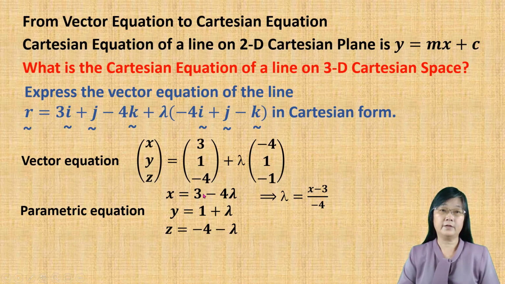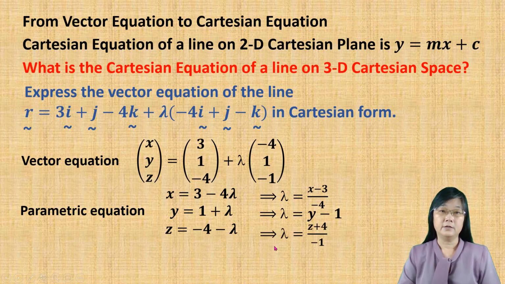Then only we shift the negative 4, becomes x minus 3 over negative 4. Here we just leave the denominator as negative 4 and make sure x is positive. Then for the second row, when we change lambda as the subject, we shift the negative to the left, so becomes y minus 1.